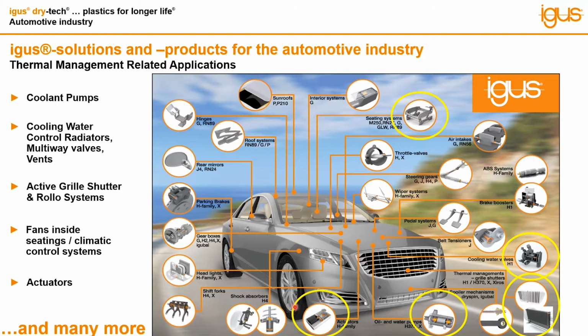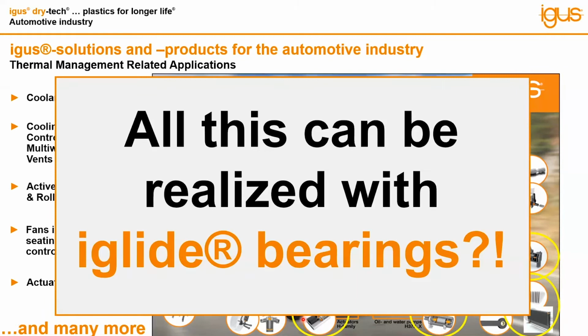And very commonly used with iglide bearings would be actuator applications. So we're going to talk about those. And in addition to that, we're going to talk about so many more things. So let's continue on. The most important thing we want to talk about is that really all of these can be solved with iglide bearings, and we're going to talk about how that can happen in just a moment.